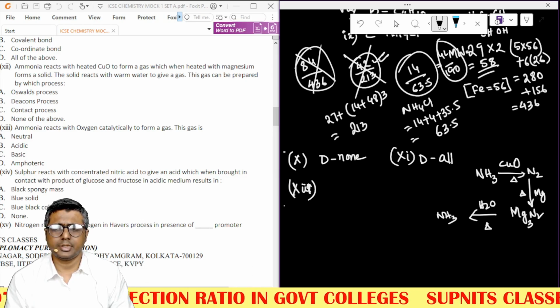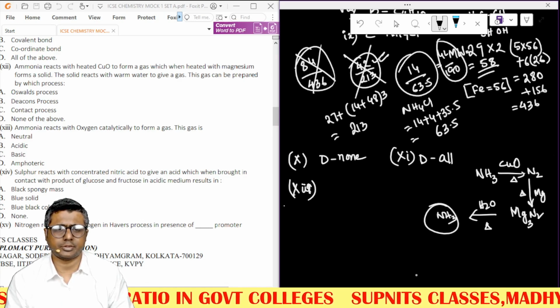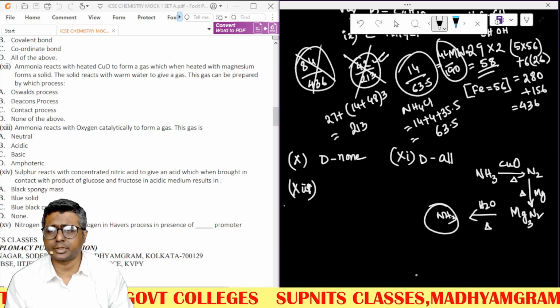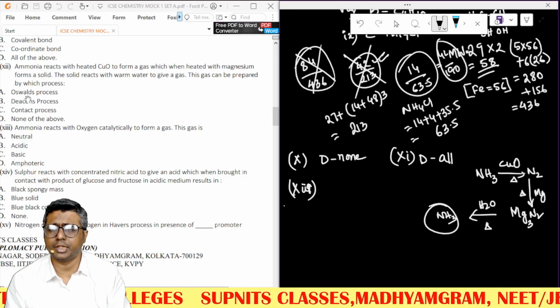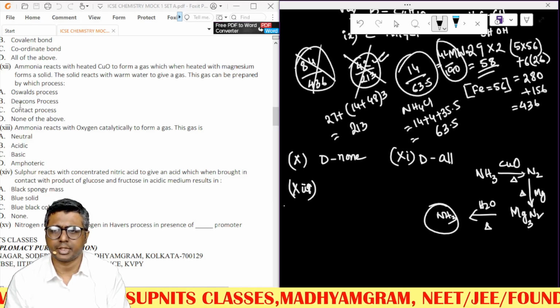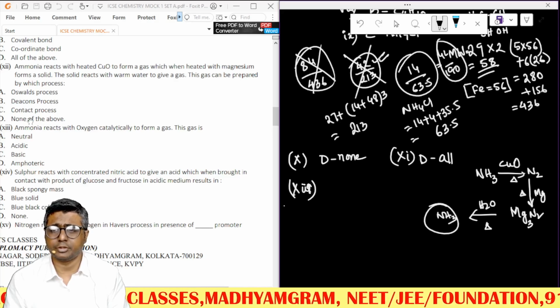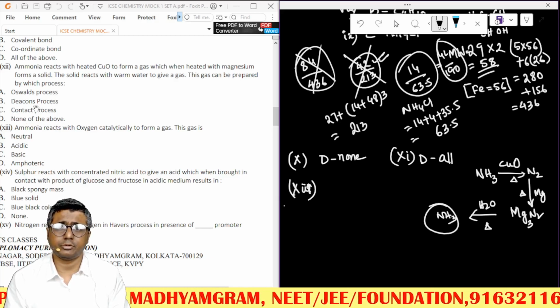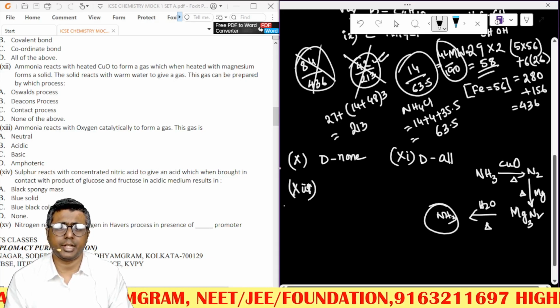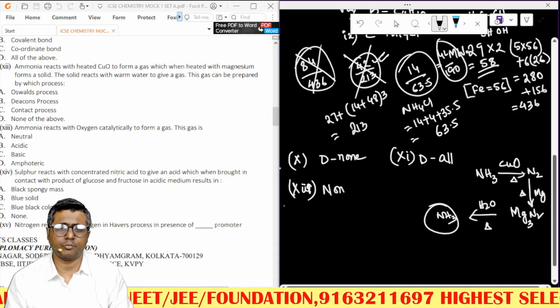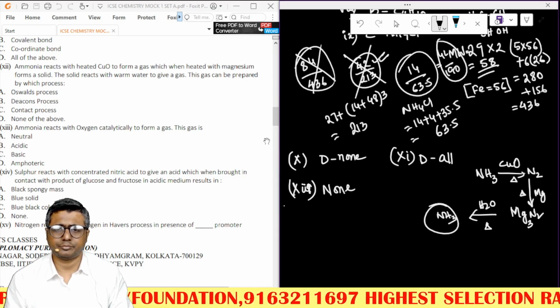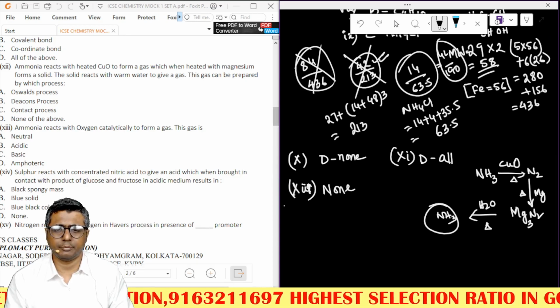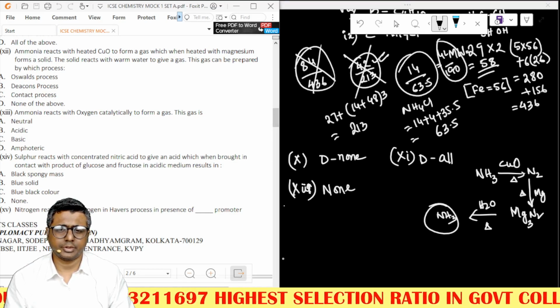This gas can be prepared by which process? I know ammonia can be prepared by Haber's process. What are the processes given over here? Ostwald's? No, that is nitric acid preparation. Deacon's is chlorine preparation, don't need to consider this. Contact process? No, sulfuric acid preparation. So it will be none of the above. Marks secured. Question number 13.